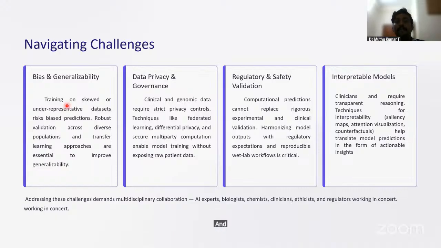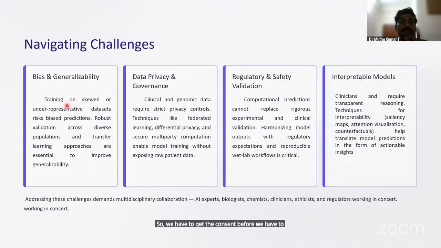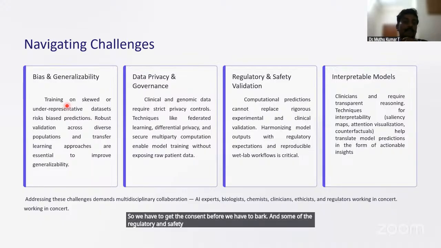And when we talk about data privacy, most of the clinical data or genomic data is restricted from the public. Even in the TCGA database, we have two separate categories. One category comes under the public, and for the other we have to get a license from the concerned authorities. Data privacy matters because we are taking real-time patient data and working on that, so we have to get consent before we work. And there are some regulatory and safety validations as well.